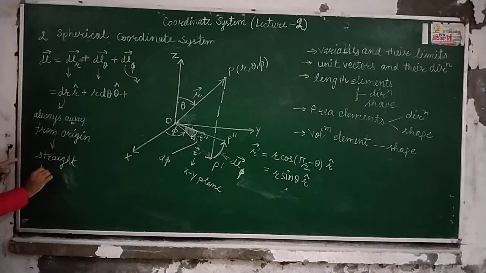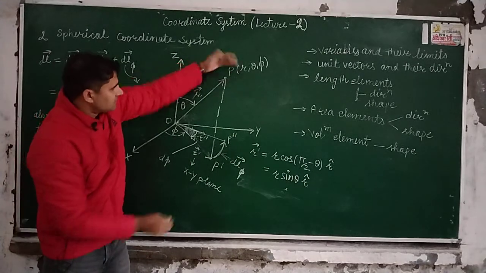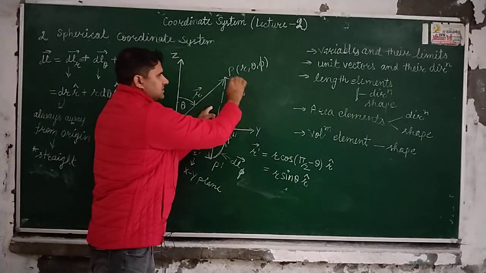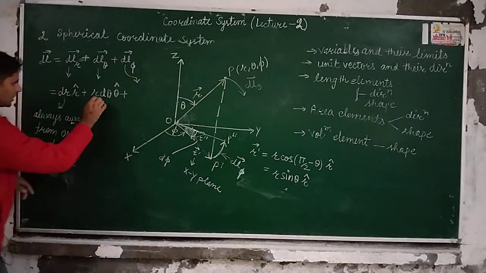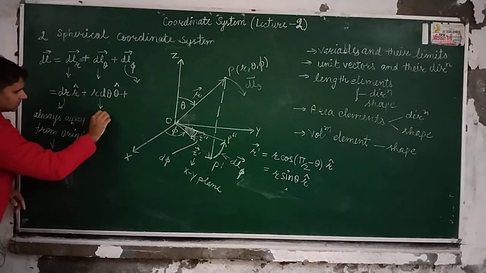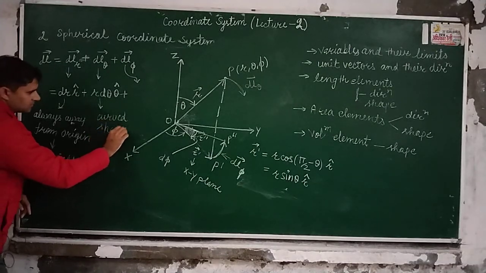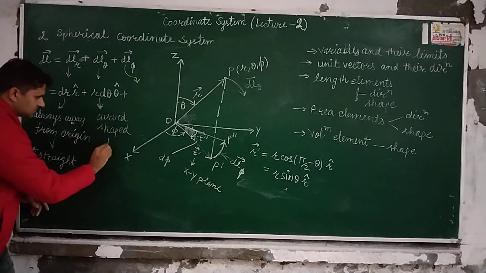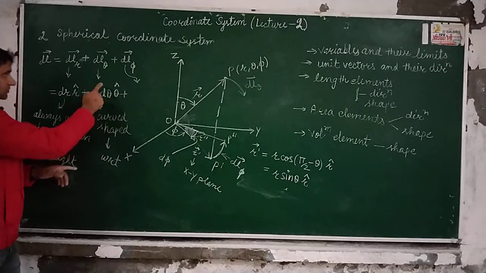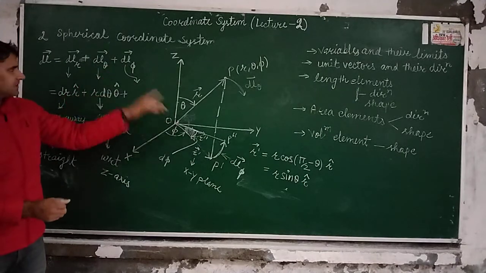be a straight line, or you can simply call it a length element. It will always be straight. And dl theta, I have told you, it was like this. It was of curved shape. So dl theta is always curved. This will be a curved shaped element. And its angle measurement, the measurement of theta, is with respect to the z axis. Now we are discussing dl phi.